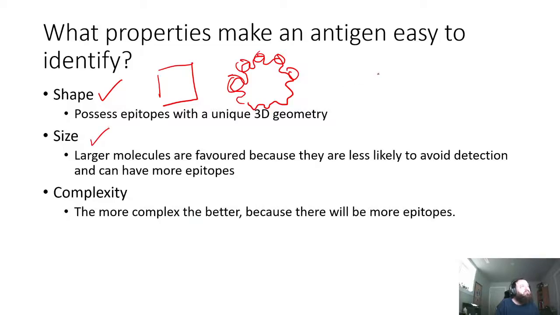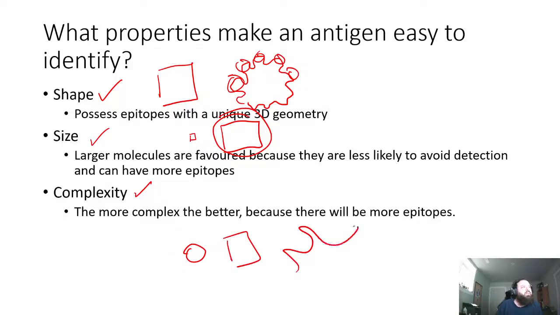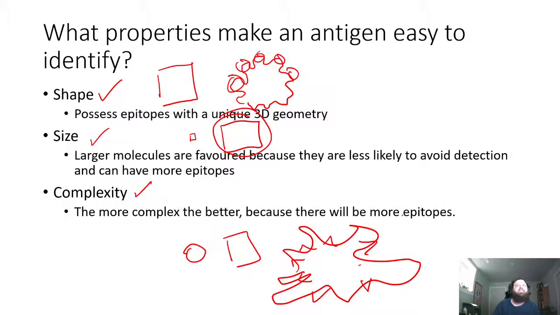Size is important too. What's going to have more epitopes on it? A structure this big or a structure this big? Obviously, the larger you are, the more unique shapes you're going to have and more epitopes you're going to have. And complexity is really what we're talking about, right? Because the more complex, the better. Because the more complexity you have, the more epitopes you'll have, right? Again, you could be this, or you could be something that's huge and has all sorts of different possible nooks and crannies that can be recognized as epitopes or antigens.